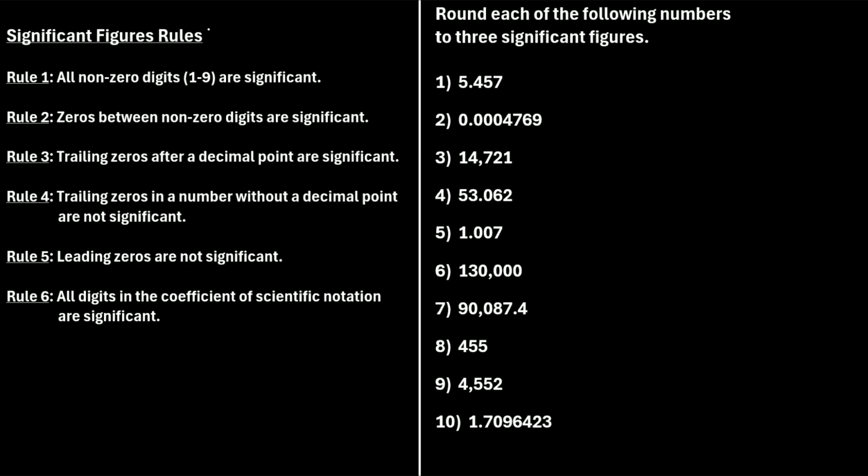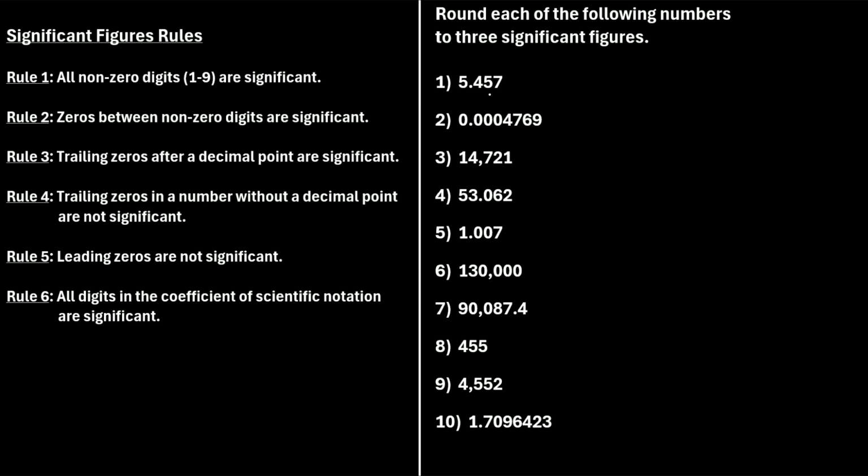Now, I've gone ahead and listed out the 6 rules right here for determining whether or not certain digits in a number are significant figures or not. So we can reference these rules as we're working through these problems. Okay, so let's take a look at some of these problems. It says, round each of the following numbers to 3 significant figures. So let's take a look at number 1 right here.